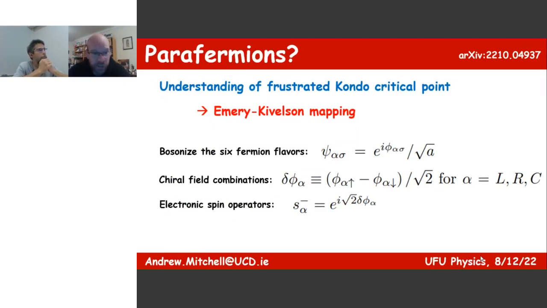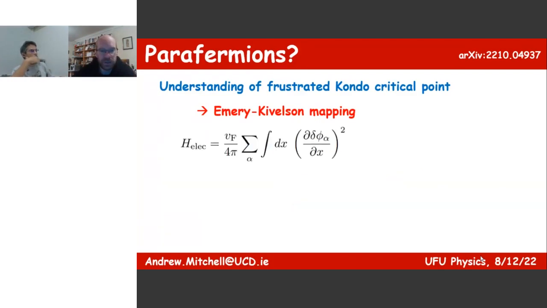And in that way, we can actually write down the electronic spin operators in terms of these bosonic fields. And those electronic spin operators are the things that appear in our model. So this is a standard kind of mapping that one can use to try to understand quantum impurity models. And what happens is the free conduction electron part can be written in a rather simple way.